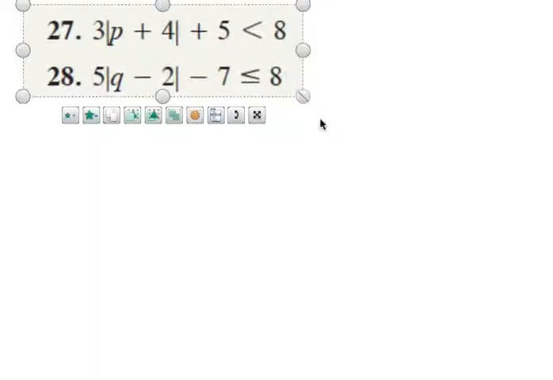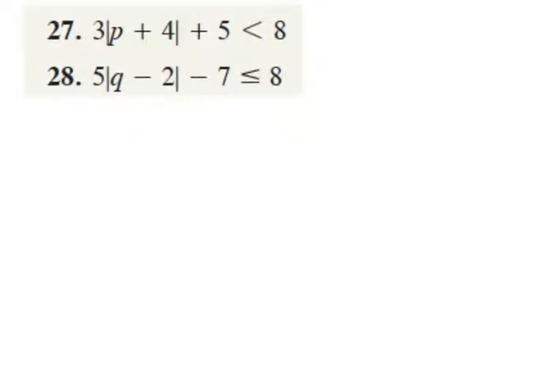Next piece we're going to take a look at is inequalities. If we're looking at something like 28, same setup. You want to isolate the absolute value. So we'll have 5 times the absolute value of q minus 2. Add the 7 to both sides. So this will be less than or equal to 15. Divide by our 5. So the absolute value of q minus 2 is going to be less than or equal to 3.